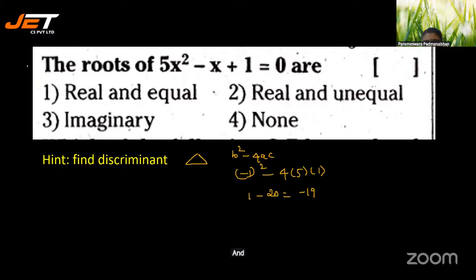So before that, we need to check whether we have done it right. So minus 1 square minus 4 into a into c. So 1 minus 20. Correct. So our answer must be the roots are imaginary.